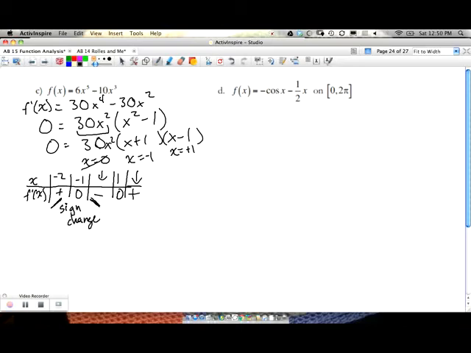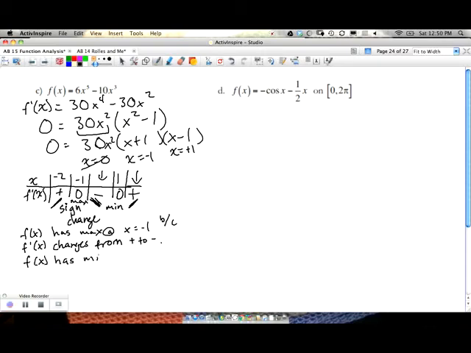All we really had to do was look at what we started with, because we know then there's going to be a max at negative 1 and a min at 1. So f of x has a max at x equals negative 1 because f prime of x changes from positive to negative. Similarly, f of x has a min at x equals 1 because f prime of x changes from negative to positive.